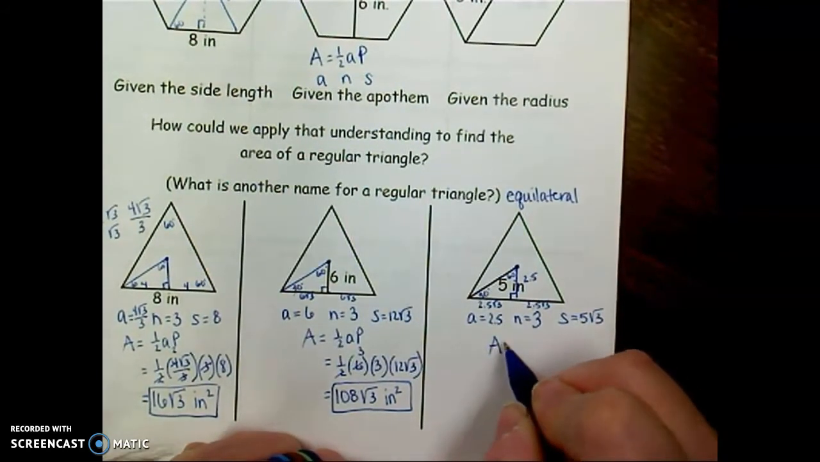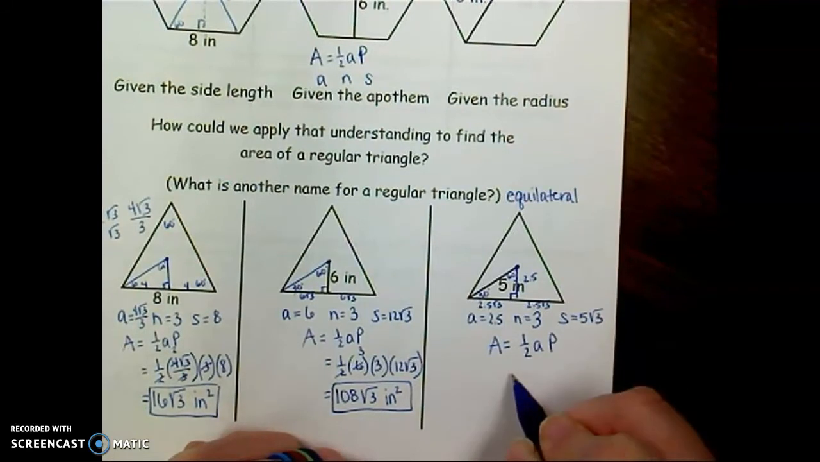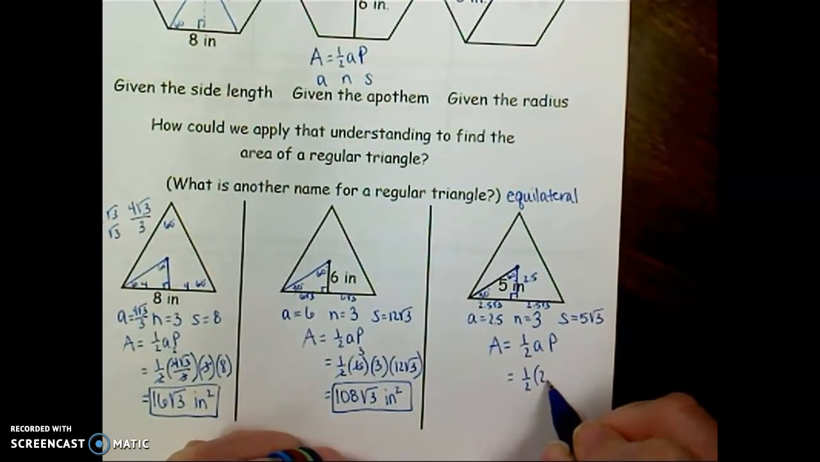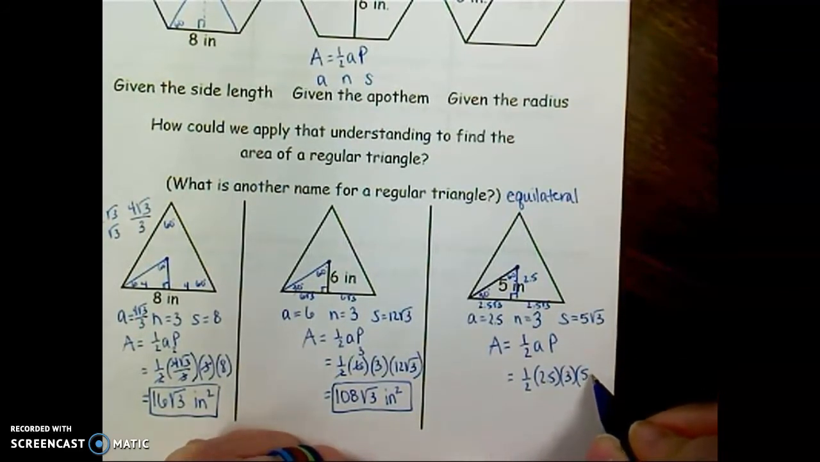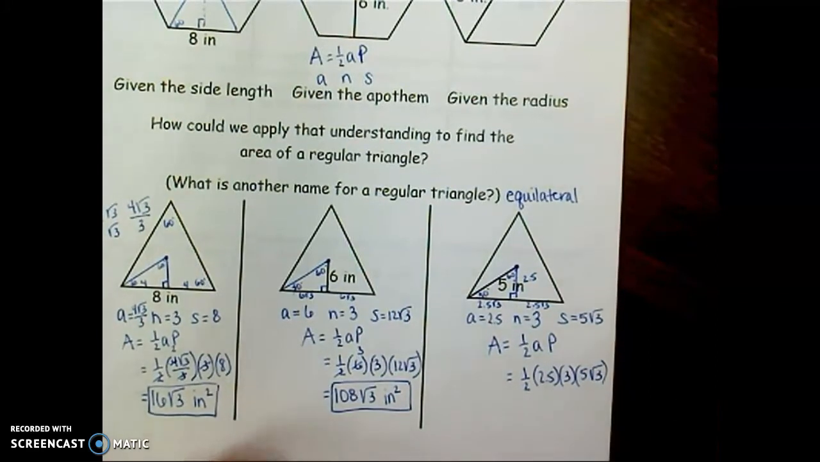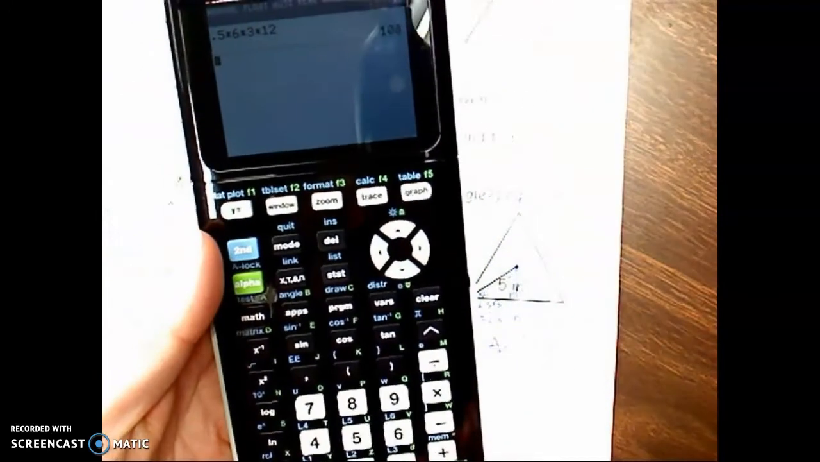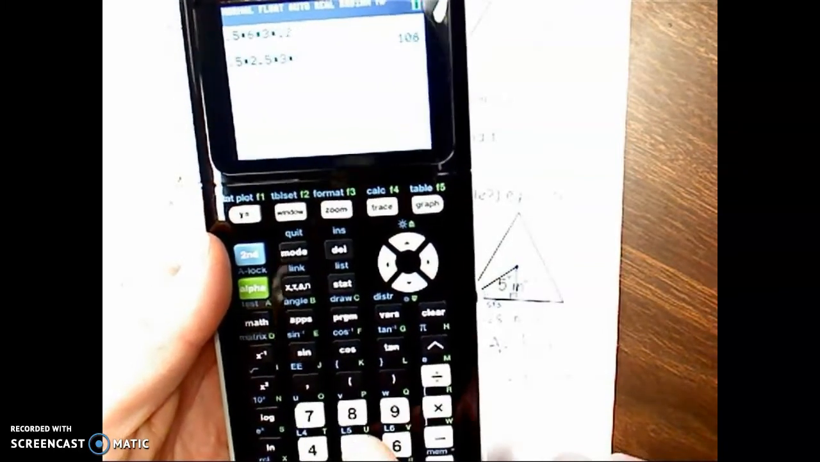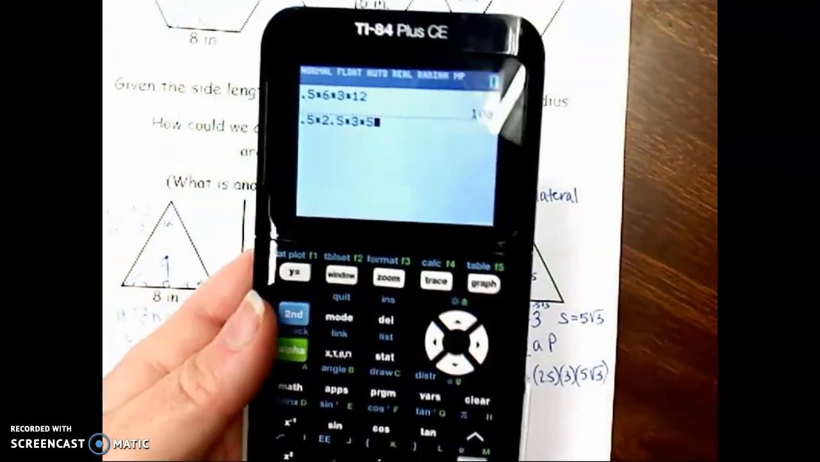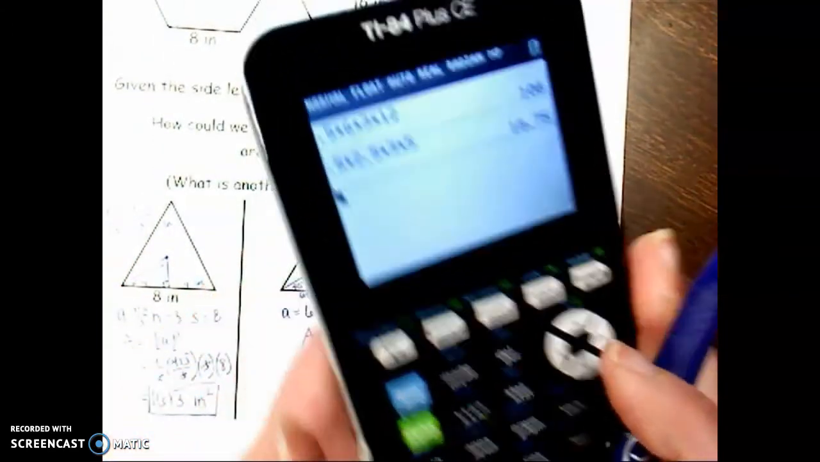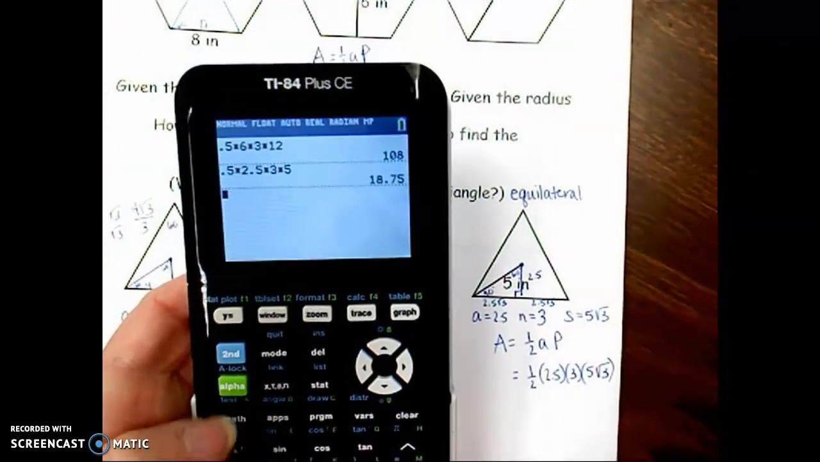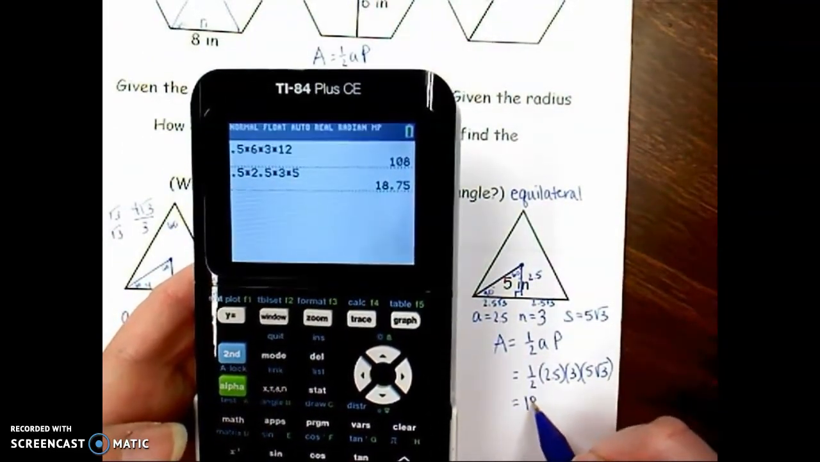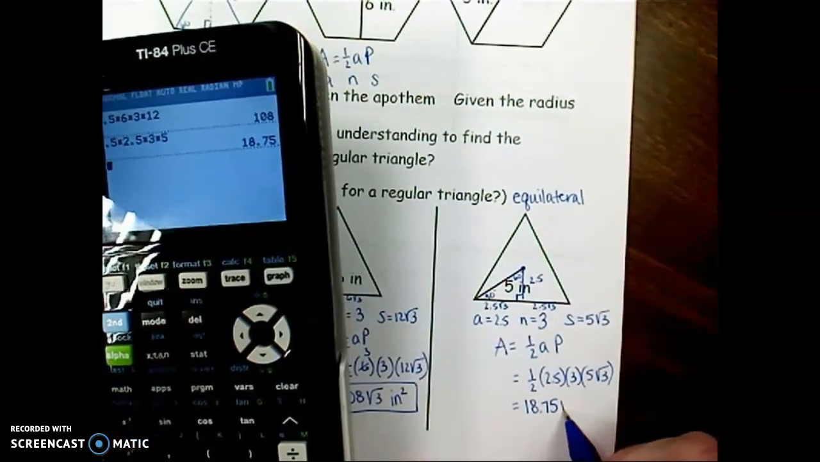So now I can find the area. It's 1/2 apothem times perimeter. So we have 1/2 times 2.5 times the perimeter, which is the number of sides times the side length. So again, if you want to do mental math, that's probably one that would be able to be done, but we could also put it in our calculator. 1/2 is 0.5 times 2.5 times 3 times 5. Everything except for the radical goes into the calculator. So 18.75 is the decimal. So we would accept that as 18.75 square roots of 3.